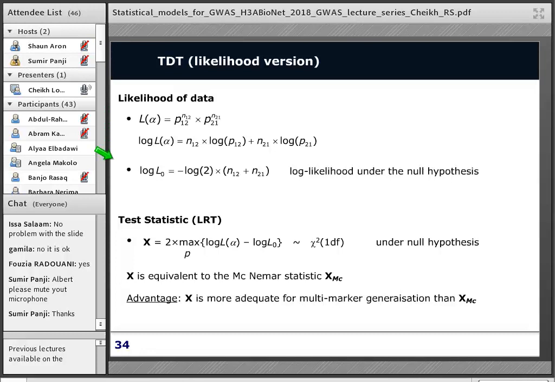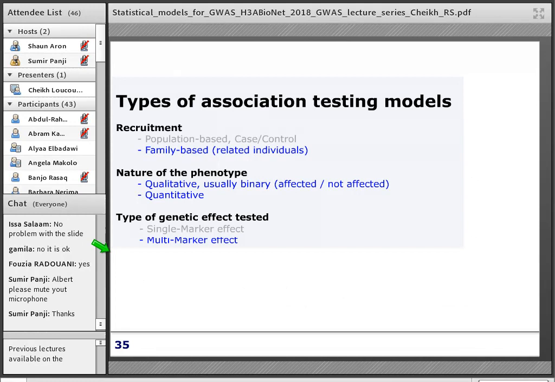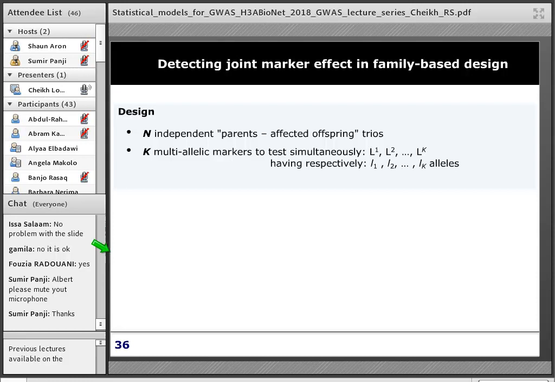And once you have it in a likelihood version, here you have the likelihood, which is the probability of transmitting one instead of two to the power of the number of times it occurs, times the probability of transmitting two instead of one to the power of the number of times it occurs, and then you can derive quickly the log likelihood, and under the null hypothesis, you just have to replace the probabilities by 0.5, and it gives you minus log 2. So here you have the log likelihood under the null hypothesis, and the difference between the log likelihood of the data and the log likelihood under the null hypothesis will give you the test statistic here. This is the X, which is equivalent to the McNemar test that we just saw on the slide before. And here the advantage of defining the test statistic based on the likelihood is that you can extend it for multi-marker generalization.